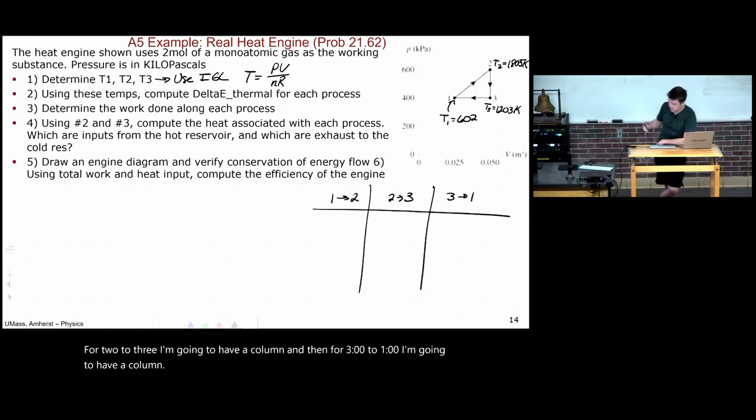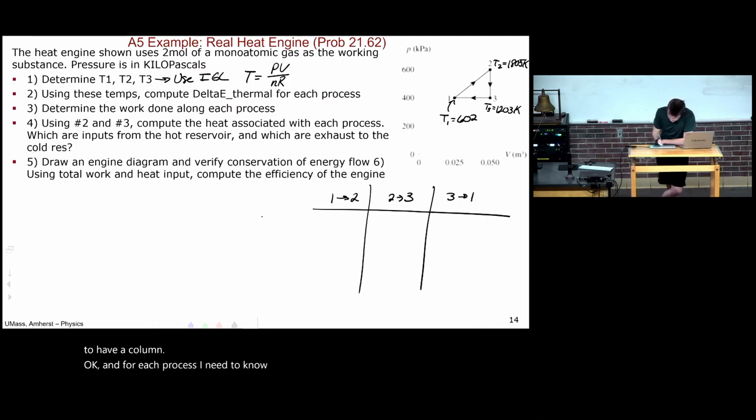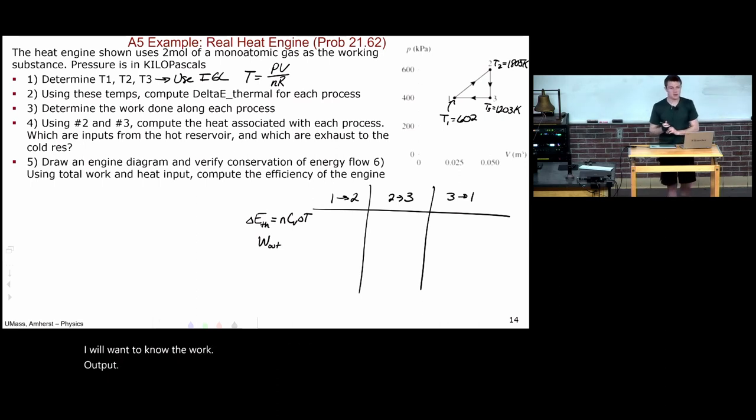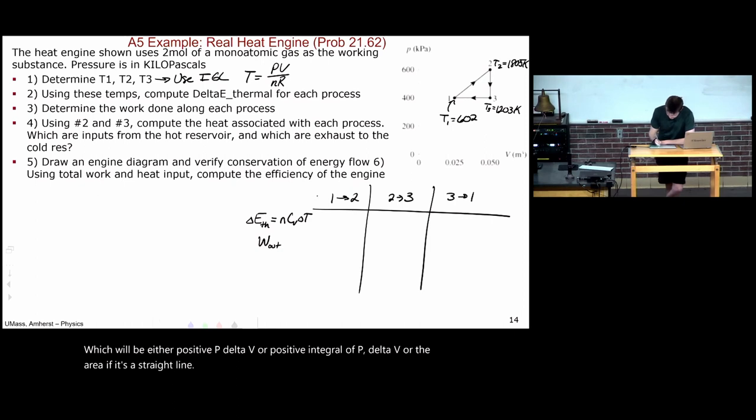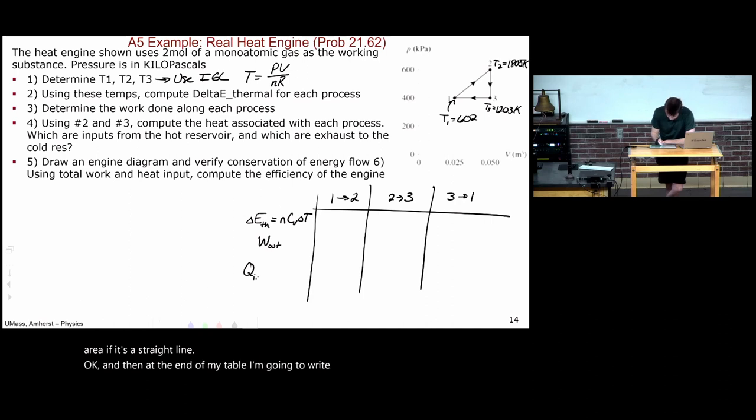For each process, I need to know the delta E thermal. And remember, this is always equal to nCV delta T. I will want to know the work output, which will be either positive P delta V or positive integral of P delta V, or the area if it's a straight line. And then at the end of my table, I'm going to write Q equals delta E thermal plus work out.